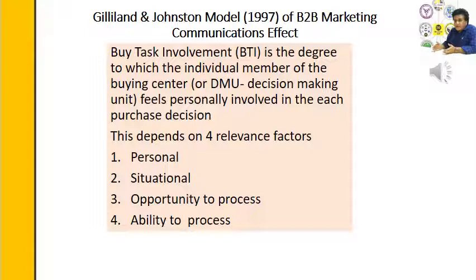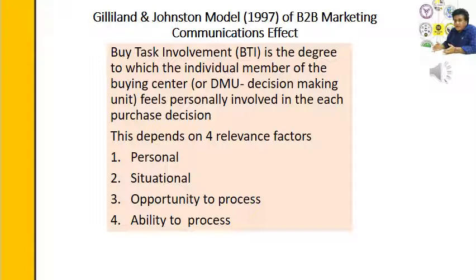And Gilliland and Johnston said that it depends upon four relevance factors. The first factor is personal. Personal refers to the personal goals or any ego related significance and the perceived personal consequences of the purchase decision. So if a member of the DMU, or the decision making unit or the buying center, feels that the decision has great personal consequence for him, that if he contributes to it, his contribution will be lauded by the management, and he may be singled out for praise or something like that, this is called a personal factor.